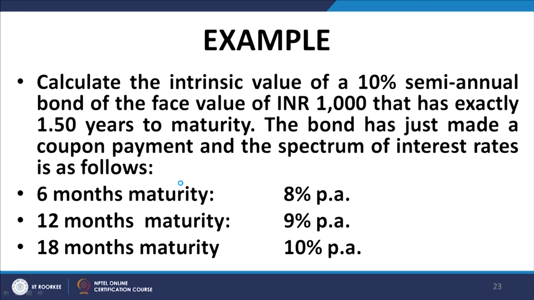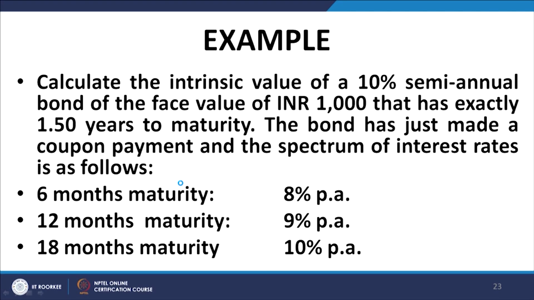So, it will be discounted for 6 months at the rate of 8% per annum, that is at the rate of 4% for the half year. The second coupon payment he will receive at the end of 1 year, again of an amount equal to 50, but that will be discounted for 2 periods at a rate of 9% per annum, that is 4.5% for each of 2 half year periods.